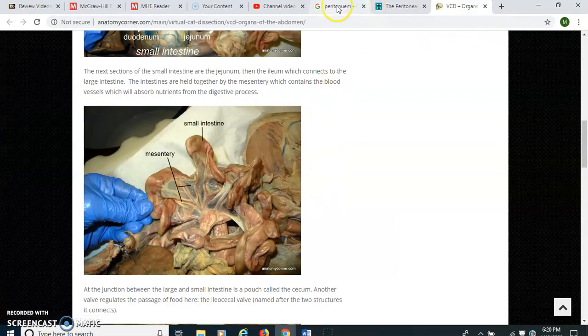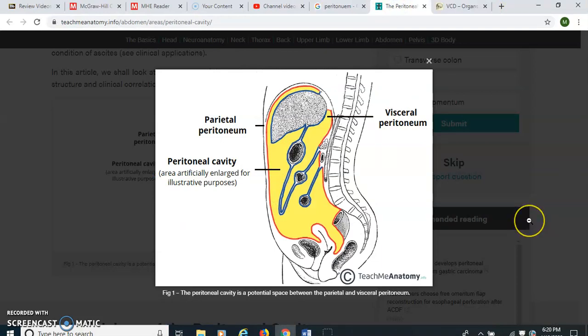Sorry about that. That way we have a nice friction-free environment for all those abdominal organs to move around, because they're going to be moving quite often. So that's the function of the peritoneum. It just allows for the abdominal organs to move around freely in there without any friction resulting from their movement.